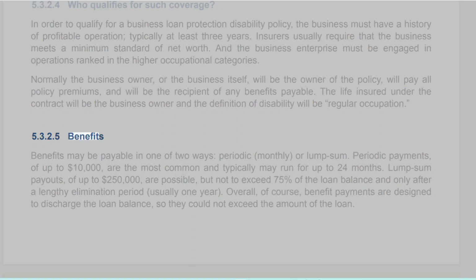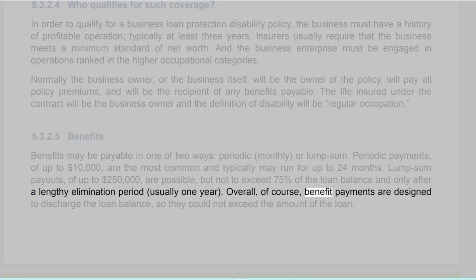5.3.2.5 Benefits. Benefits may be payable in one of 2 ways, periodic, monthly, or lump sum. Periodic payments, of up to $10,000, are the most common and typically may run for up to 24 months. Lump sum payouts, of up to $250,000, are possible, but not to exceed 75% of the loan balance and only after a lengthy elimination period, usually 1 year.